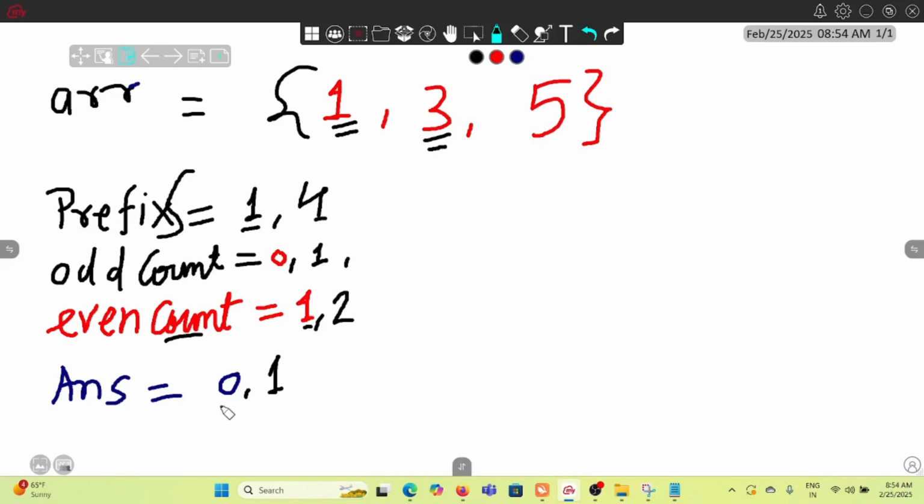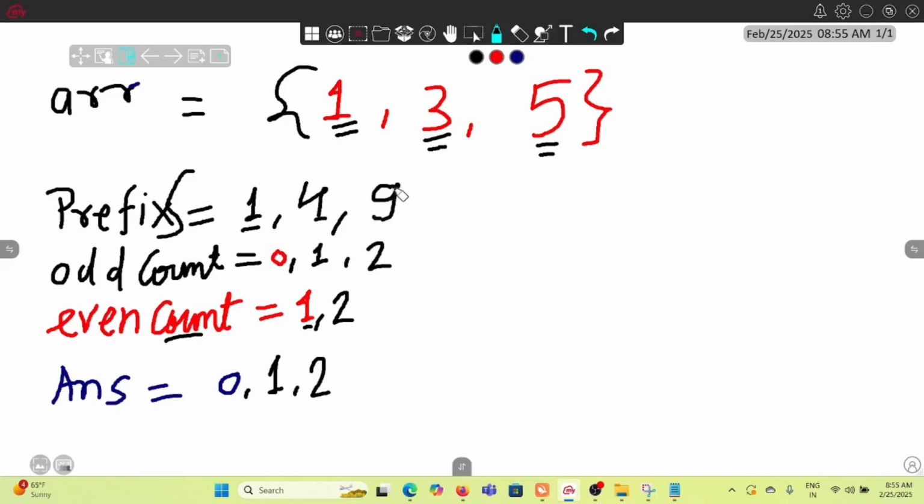So what would be the answer? Answer equals answer plus whatever odd count we have. So this would be 1 plus 1. Now it would become 2, right? Now we are coming to this guy. This is 5. So 4 plus 5, what would it be? It would become 9. So 9 is an odd number. So we will increase the odd count by 1. So odd would become now 2.